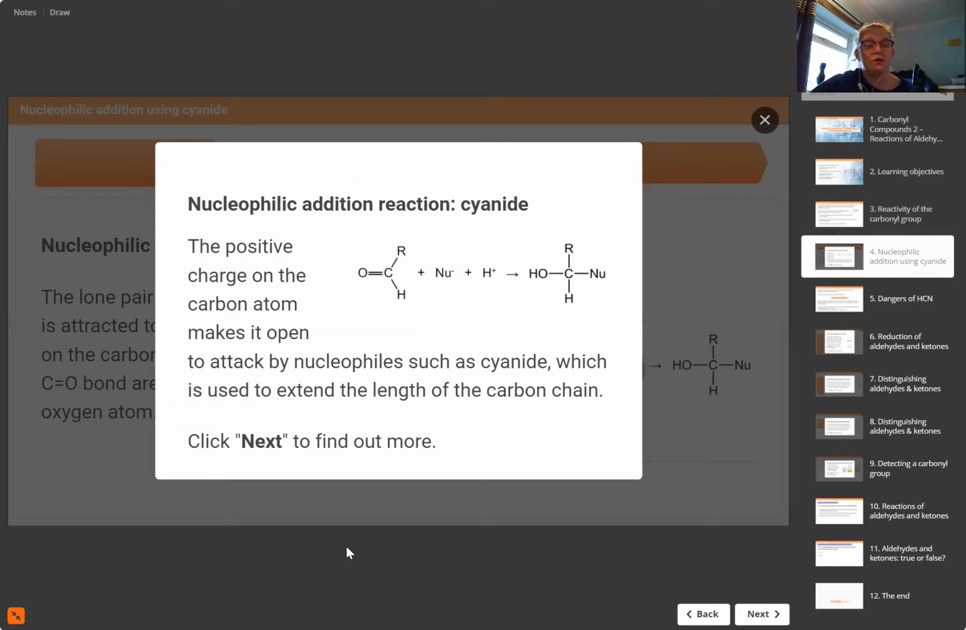What we're going to focus on is that positive charge on that carbon atom, which makes it open to attack by nucleophiles. It could be a nucleophile such as cyanide, which can be used to extend the length of that carbon chain.